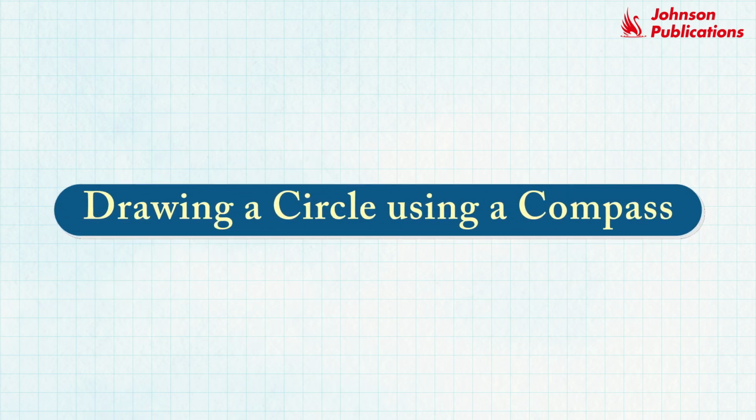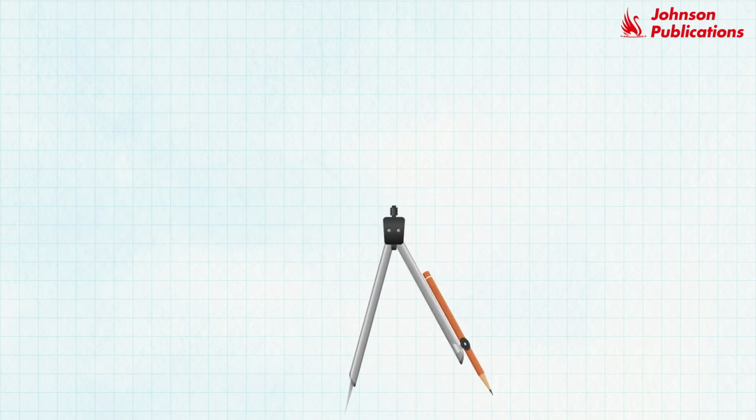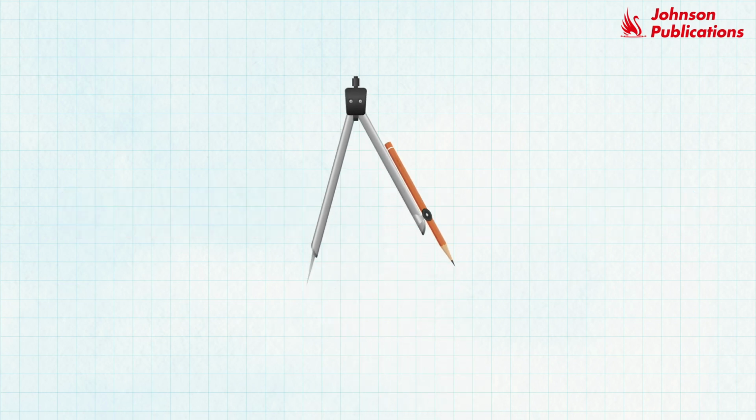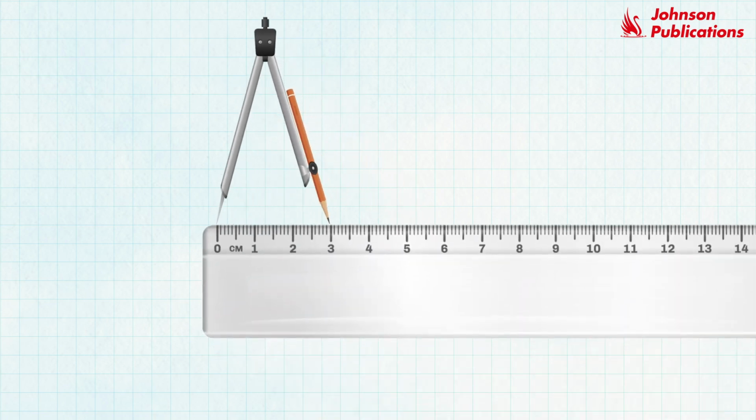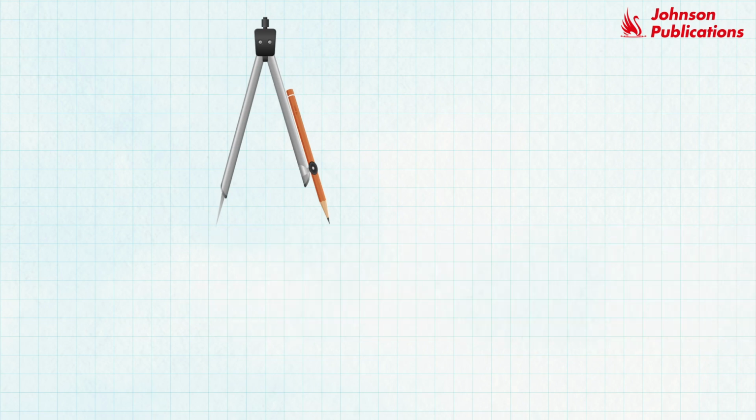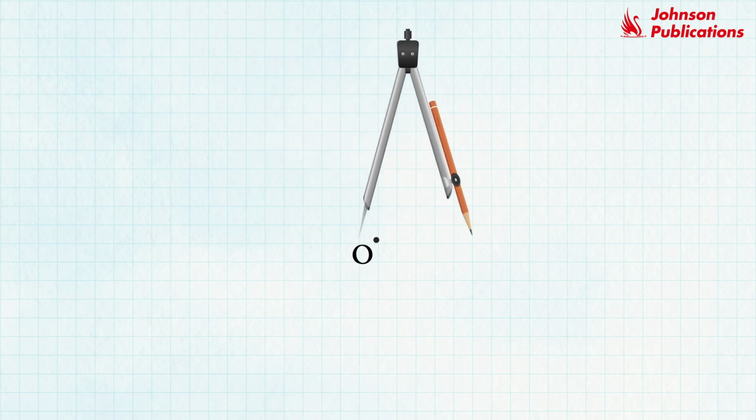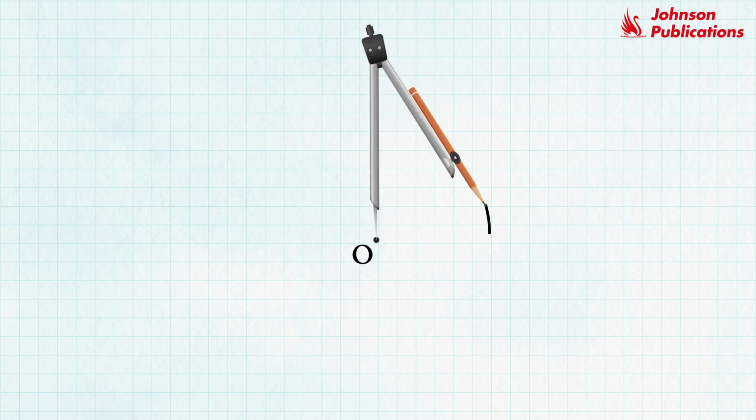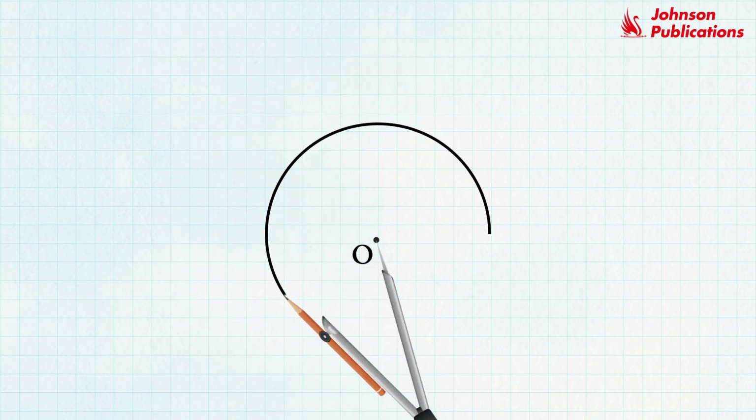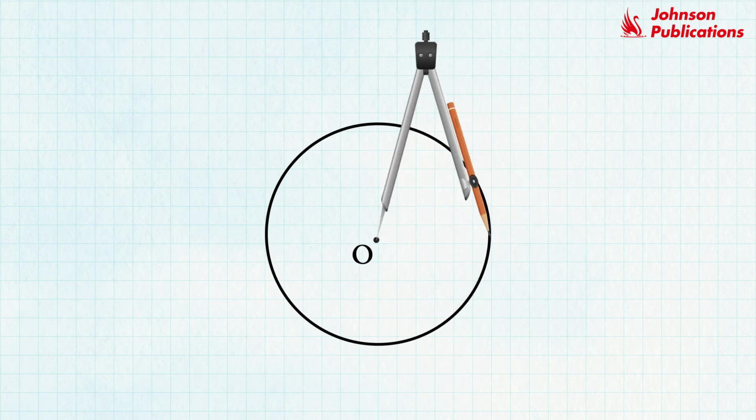Drawing a circle using a compass. Step 1. Set the pencil in the arm of the compass. Using a ruler, set both points of the arms at a distance equal to the radius of the circle. Step 2. Mark a point O. Place the pointed metal end of the compass on the paper at point O. Step 3. Keep the pointed metal end fixed at point O. Move the pencil around it till you reach the starting point. Thus, a circle with center O is constructed.